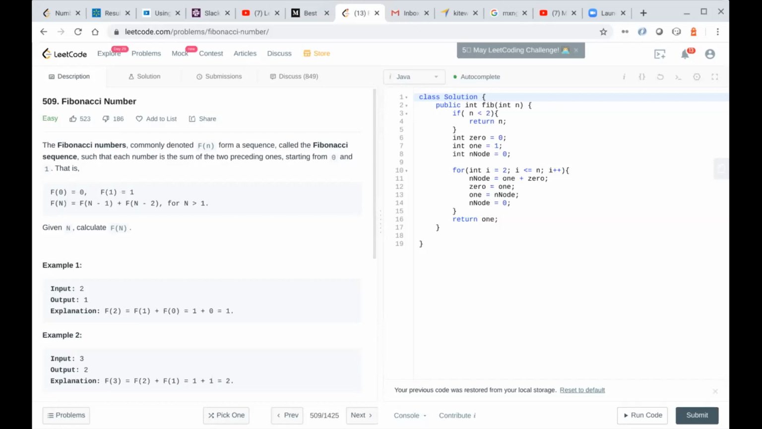So here it's only order of n, right? Yeah, order of n. And space complexity wise, it's order of 1, right? Because you are not using any extra space here, only 3 variables for storing.